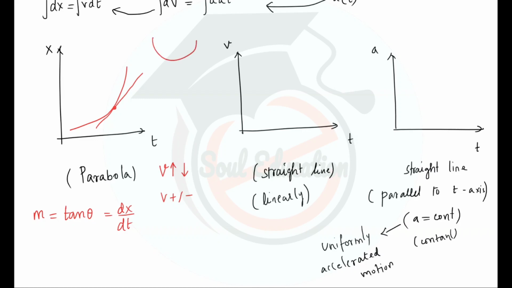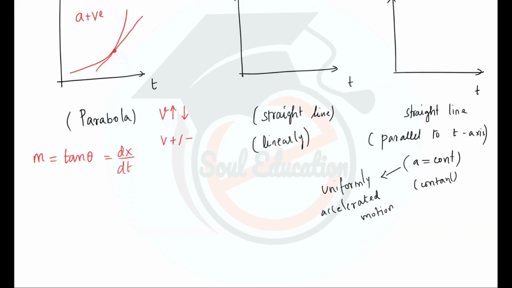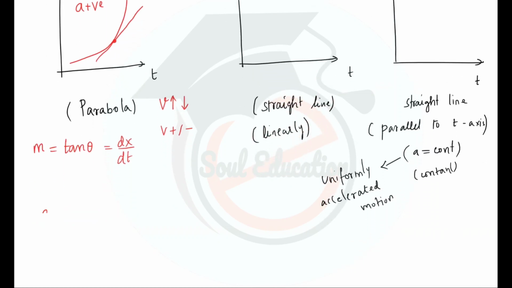If a curve opens upward, acceleration is positive. Note carefully: open upward means acceleration is positive, open downward means acceleration is negative. So in this case, this is open upward, so I can say acceleration is positive.